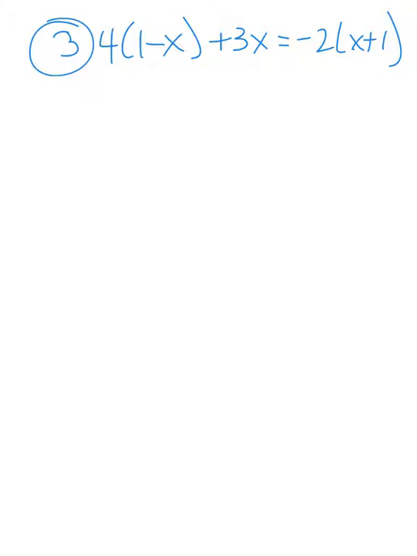My next equation says 4 times the quantity of 1 minus x plus 3x equals negative 2 times the quantity of x plus 1. So not only do I have variables on both sides of the equation in this problem, but I also have parentheses. So I know with my order of operations I need to get rid of my parentheses first. So I draw my wall, and now I'm going to distribute.